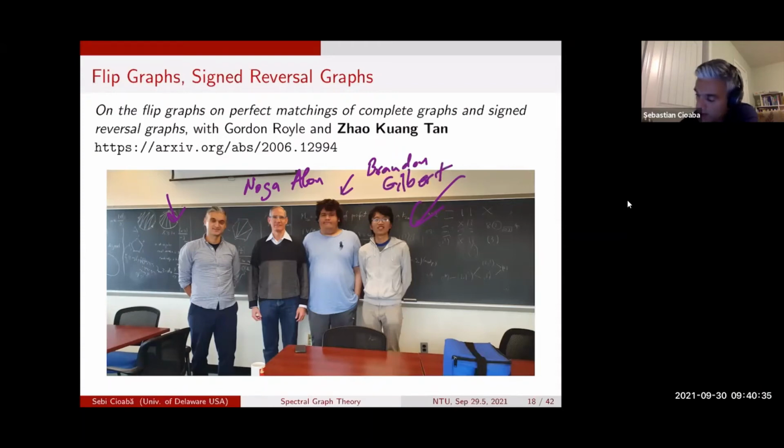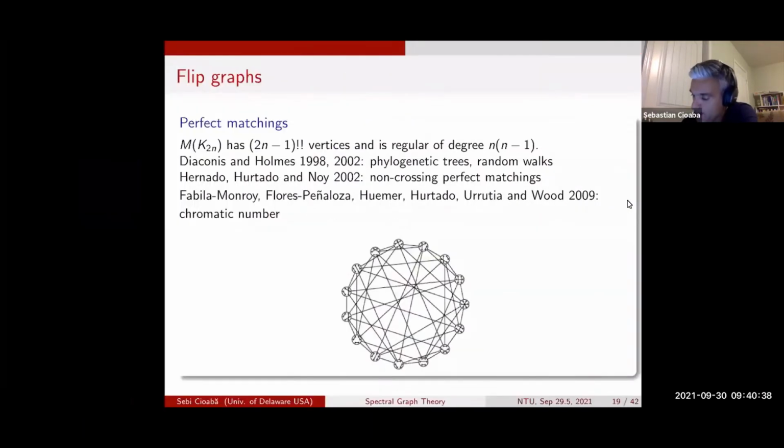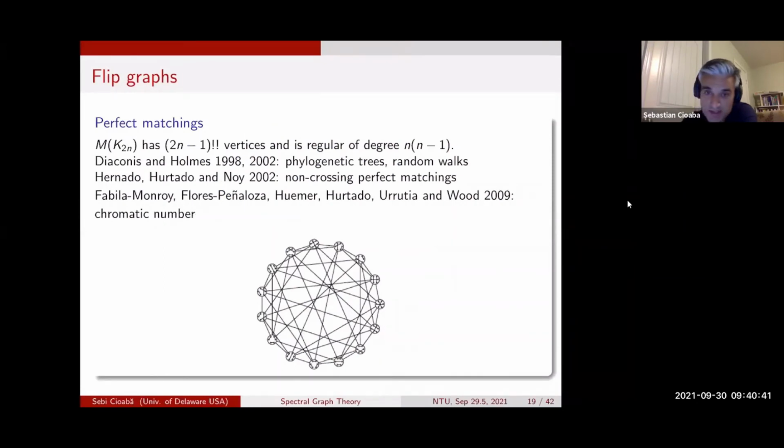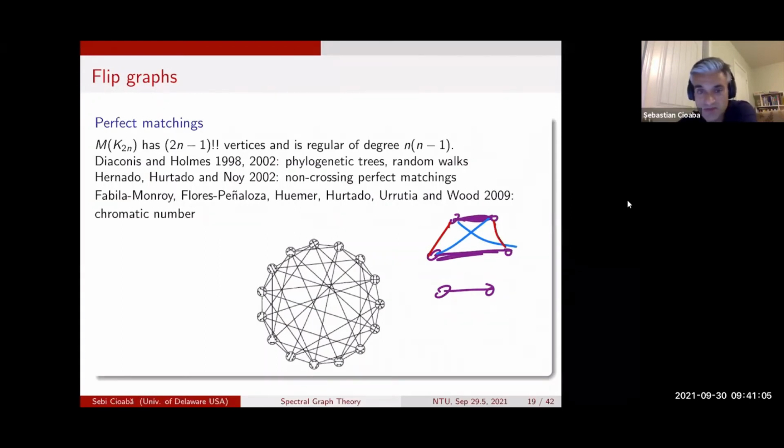Now with Zhao Kuang Tang, we looked at flip graphs on perfect matchings. So here, you flip something. If you take a perfect matching and a neighbor of it, you pick two edges. Let's say I pick these two edges, and I replace them either by these blue edges or by these red edges. So you get a graph, and this has been studied from different angles. From the random walk perspective by Diaconis and Holmes, combinatorially by Hernando, Hurtado, and Noy, and also combinatorially by these other authors.